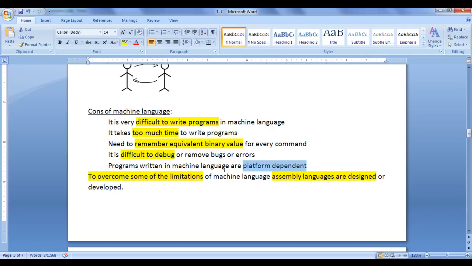There are so many disadvantages we have with respect to machine language, or you can say limitations of machine language. To overcome some of the limitations of machine language, assembly languages are designed. For example, assembly languages are going to contain English-like statements. Instead of writing the codes in zeros and ones, we have to write English-like commands. And of course, it is easy to debug because the programs written in assembly language are in English-like statements. We will discuss assembly language in the next tutorial.